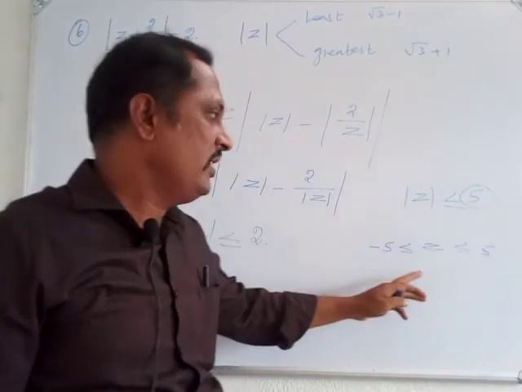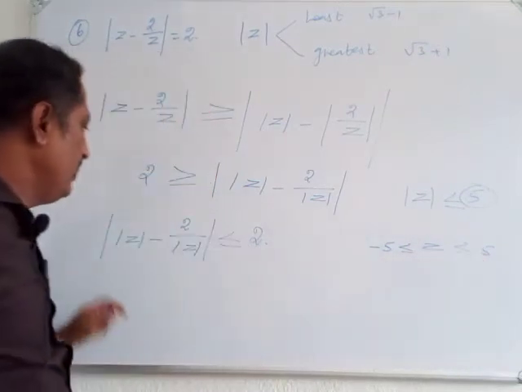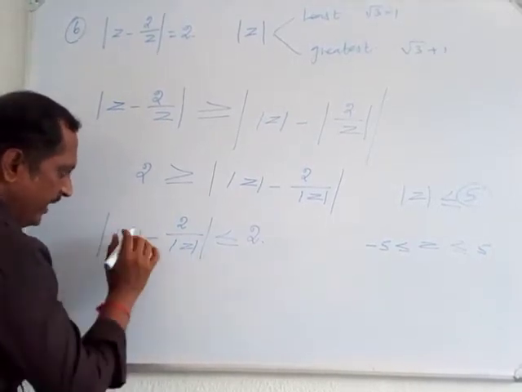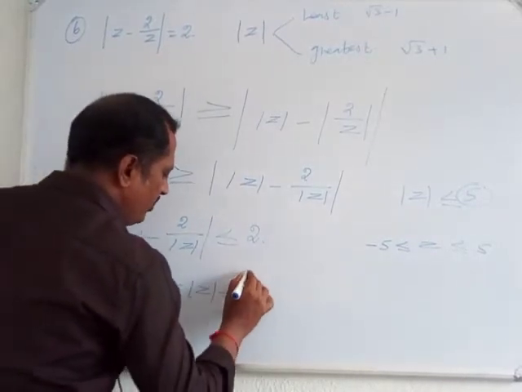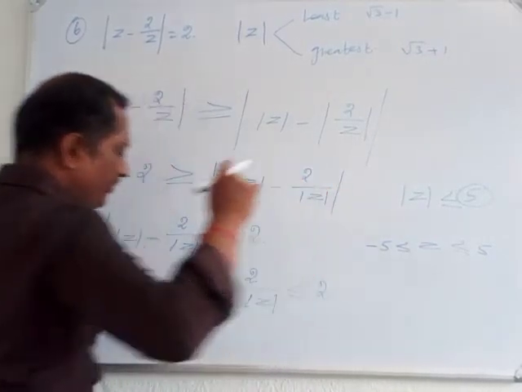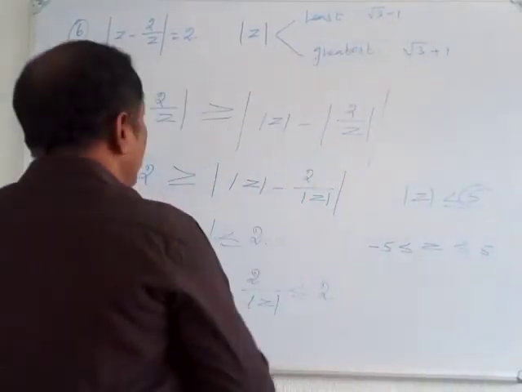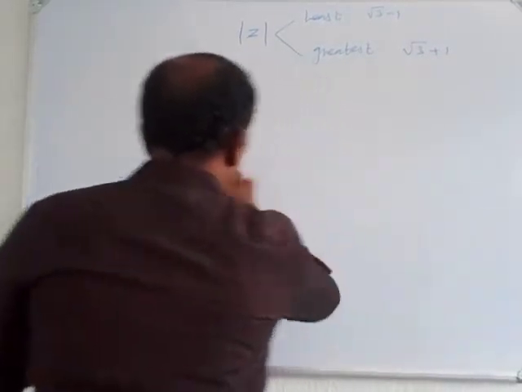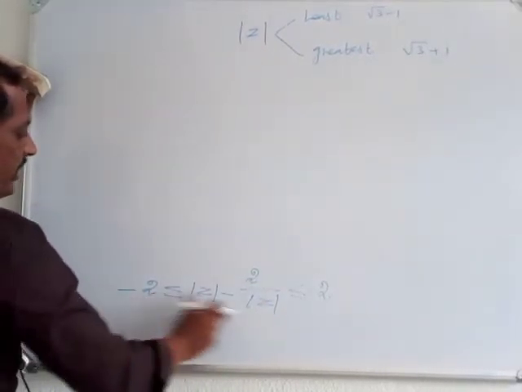Now this implies what? Minus 5 less than or equal to z less than or equal to plus 5. So this can be written as minus 2 less than or equal to modulus of z minus 2 divided by modulus of z less than or equal to plus 2. So this is changed into this format. So we will be getting the two formats: first one less than or equal to, second one greater than or equal to. Right. So in this format, I have to take this one separately and this one separately.